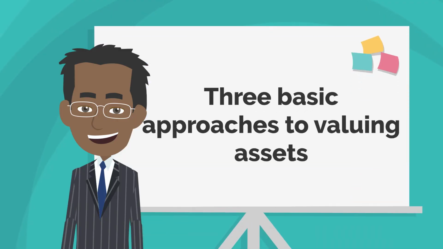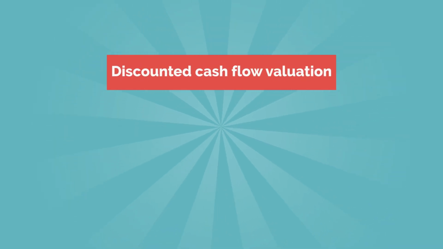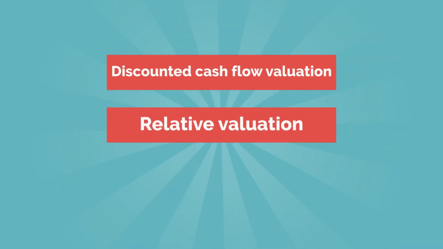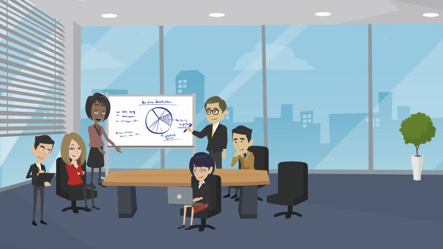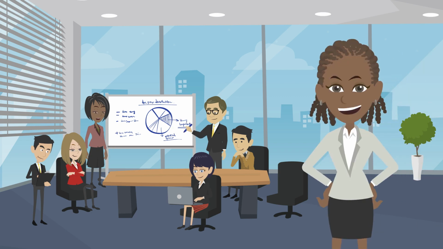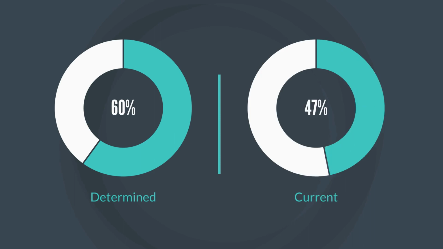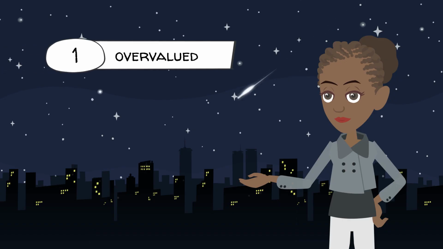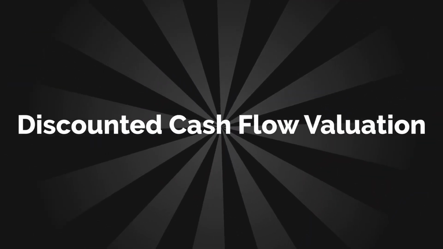There are three basic approaches to valuing assets: discounted cash flow valuation, relative valuation, and asset-based valuation. Investors frequently use more than one approach to estimate the value of an asset. Once an estimate of value has been determined, it can be compared with the current price of the asset to determine whether it is overvalued, undervalued, or fairly valued. Let us begin with the discounted cash flow valuation.